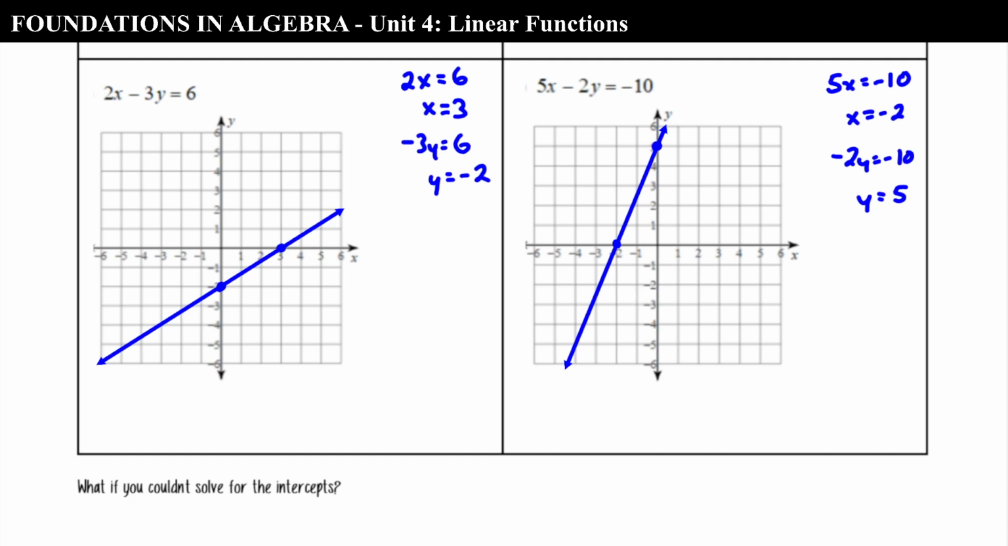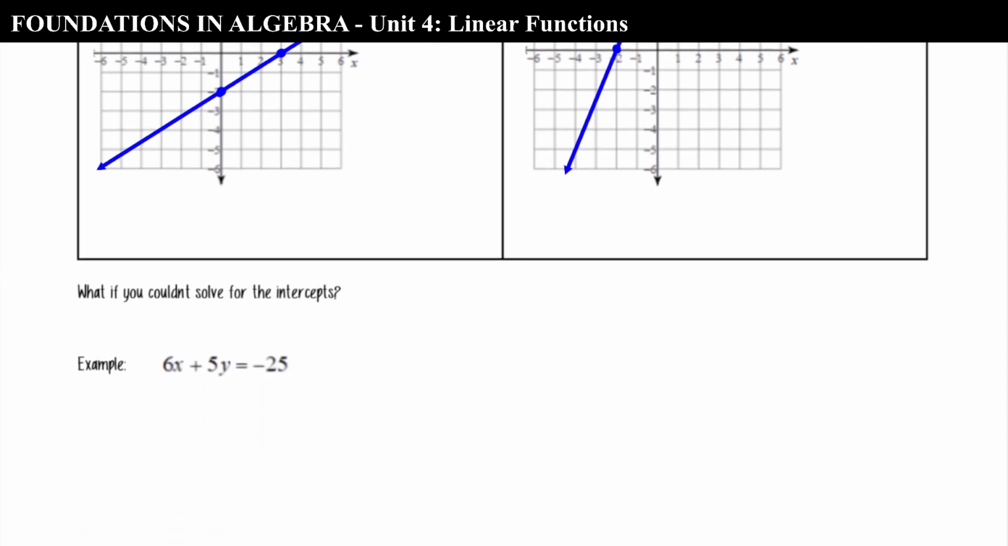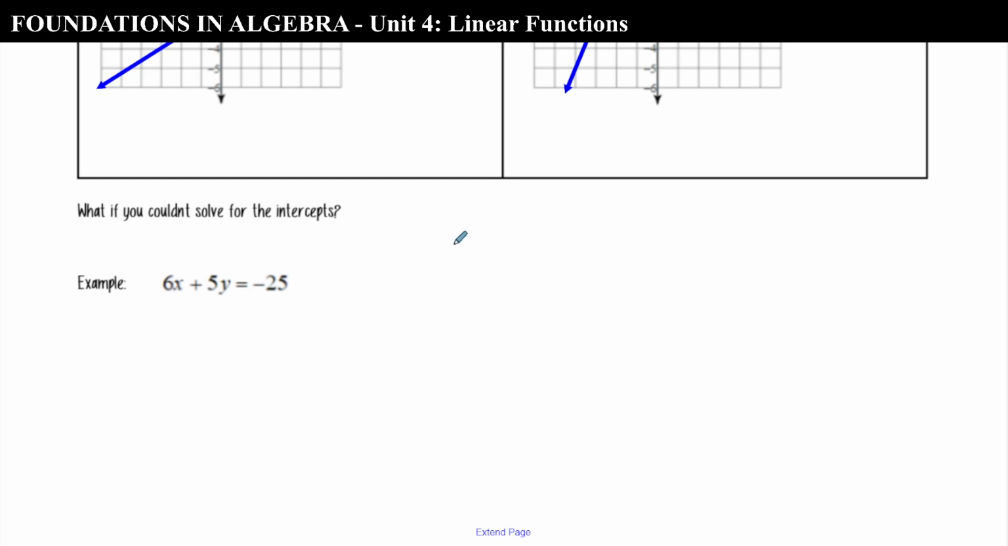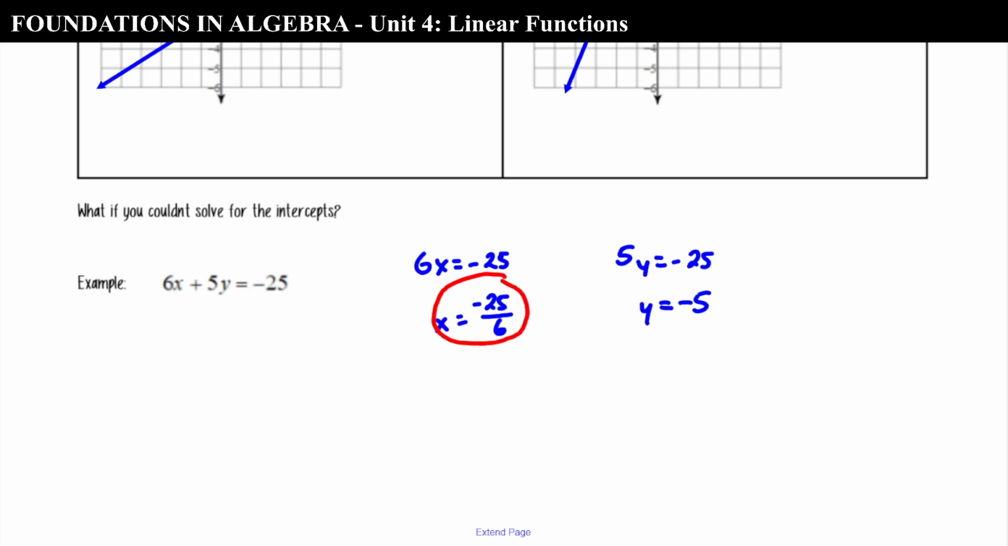Now, the question is, because everything comes out nice and even, what if we couldn't solve for the intercepts? For example, let's try this one. We have 6x equals negative 25, so x is going to be negative 25 over 6 when we divide each side by 6. Then we have 5y equals negative 25. That one comes out nice and even, y is negative 5, but the x didn't come out even. So what do I do about this? We're going to have to go to another method to take care of this.